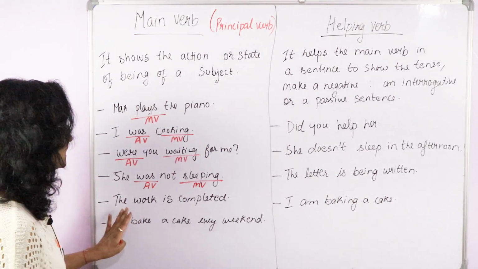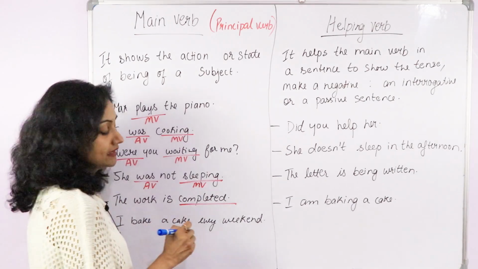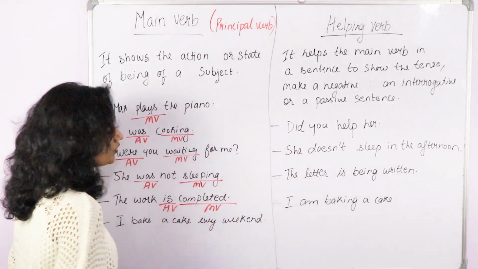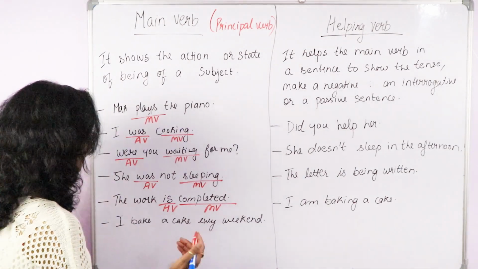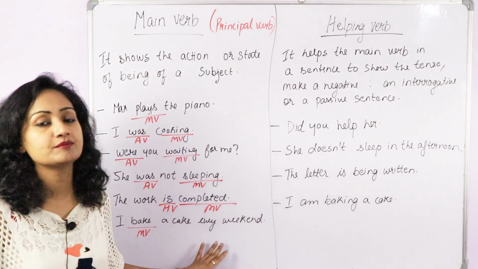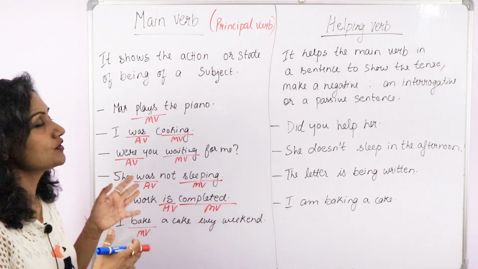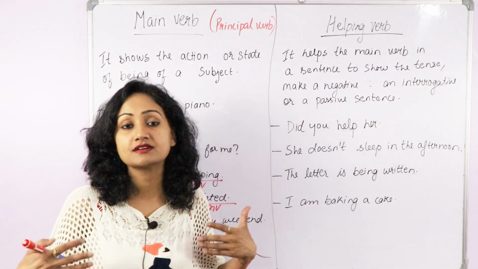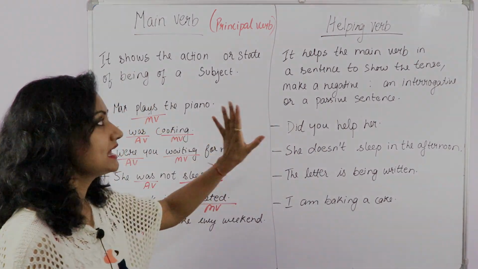Passive sentence: "The work is completed." This is the third form of the verb. So this is a main verb and is is a helping verb or an auxiliary verb. Okay. "I bake a cake every weekend." Here the main verb is bake and we don't need a helping verb here. So this way, sometimes a main verb is used with a helping verb to show the tense, or to make negative, interrogative and passive sentences.